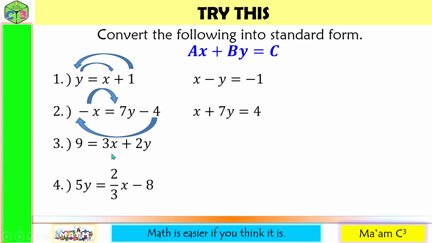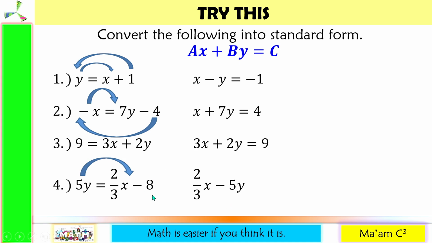Number 3, x here is already positive and it is with y, while the constant is isolated on the other side. So all we have to do is to exchange their position. So let's rewrite this as 3x plus 2y equals 9. Last one, number 4, x is already positive here. So let's copy it. x must be together with y. So let us move y on this side. It will become minus 5y. Our constant, negative 8, will be moved on the other side. It will become positive 8.